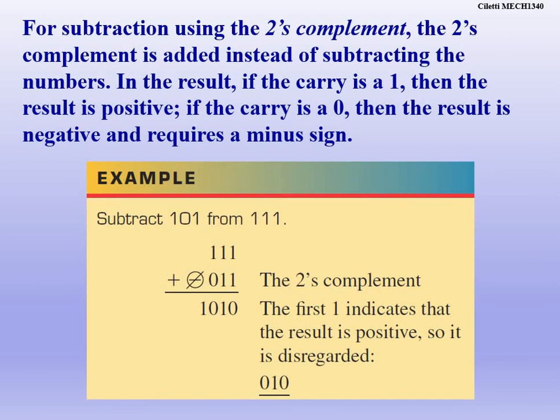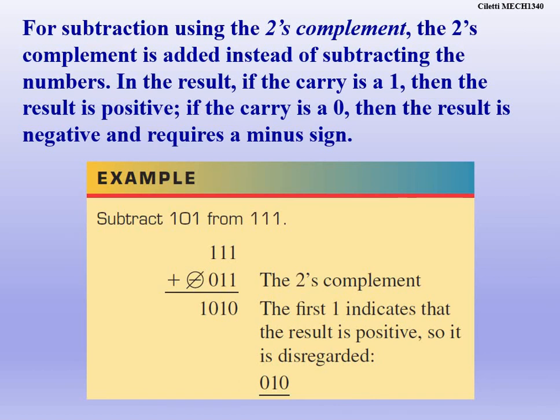Now we can add these together. So we have 111 plus 011, which yields 1010. When we're adding these, we ended up with a carry at the end. Since this is a twos complement, the 1 in front indicates that the result is positive, so it is disregarded, and that is the answer. So when we use the twos complement, if there's a 1 in front, we disregard it, assume it's positive, and our answer is just 010. So this is the rule that you need to write.